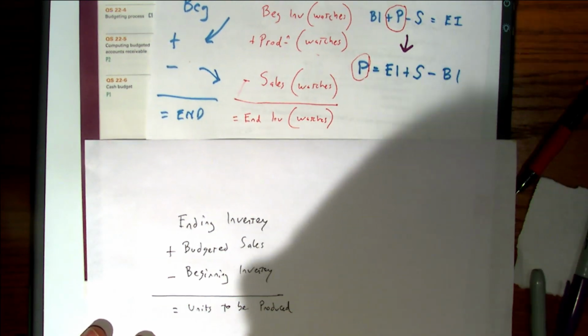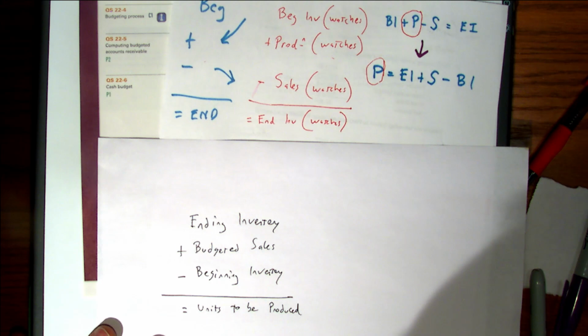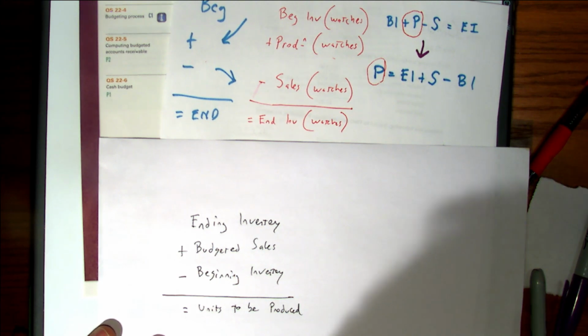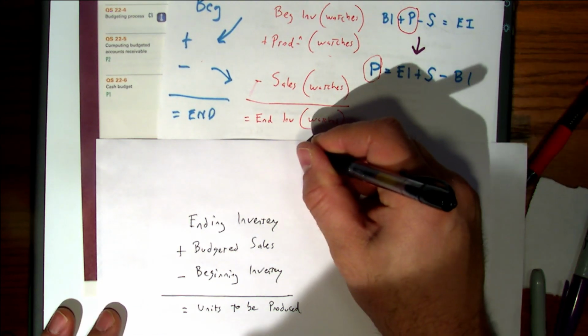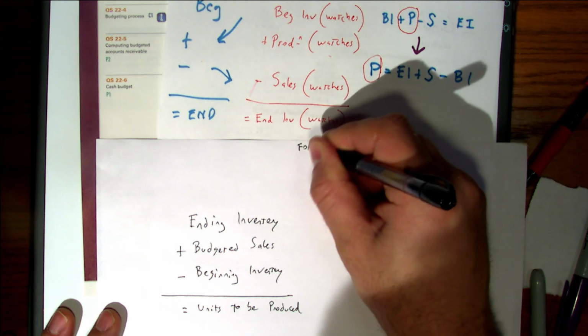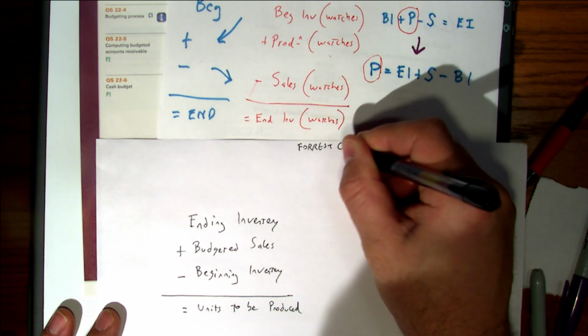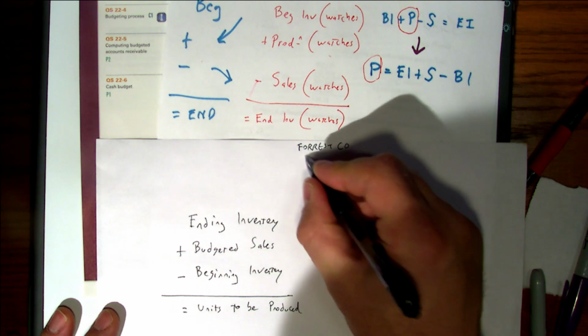Now let's define it for this specific problem. What's the name of this company? Forrest. Forrest Company. This is a production budget.